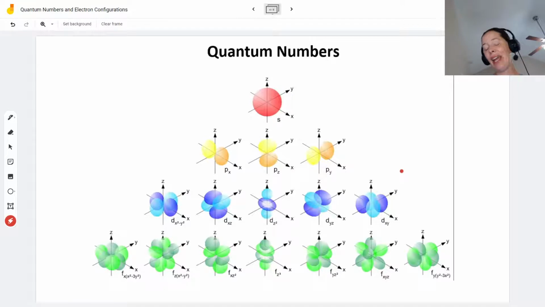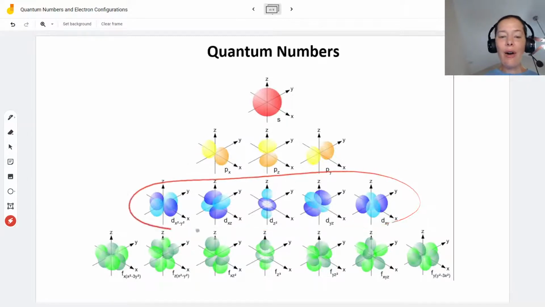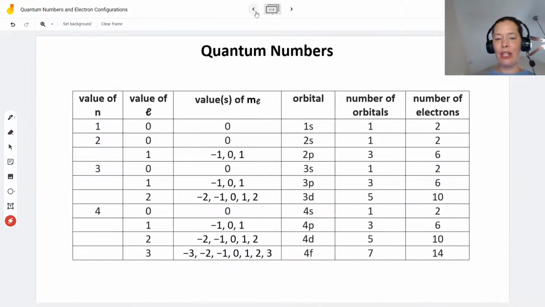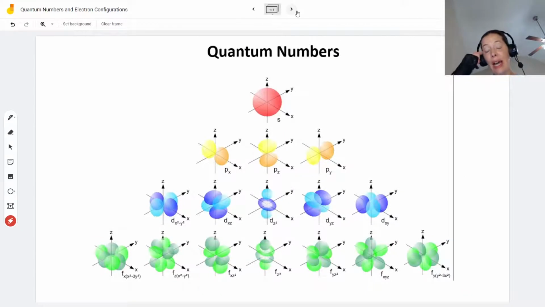We want to talk about the d's and the f's. P's are something that maybe you can draw. I cannot draw d's and f's. So here are our 5 d orbitals. Again, why are there 5? Let's go back to our table. When we have d orbitals, we have a value of l of 2. That gives us 5 values for m sub l, hence why there are 5 different d orbitals, and there are 5 different orientations in space for the d orbitals. So these guys, again, they'll make sense like the p orbitals.